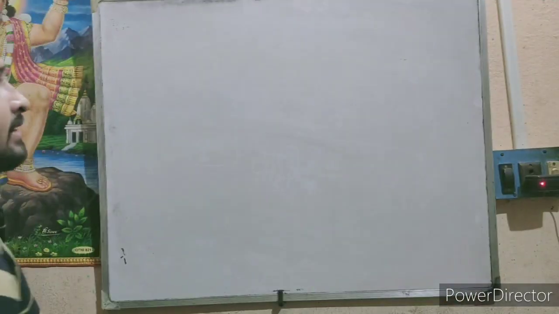So today I am going to discuss with you a very important name reaction for the preparation of amine. The name of the important reaction is Curtius reaction. I give you the reaction firstly, then I give you the mechanism for this reaction. So let's start. Look, the Curtius reaction.